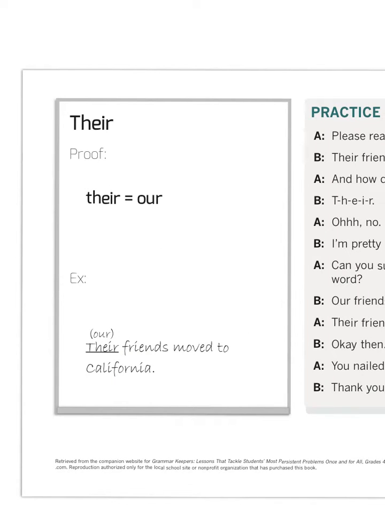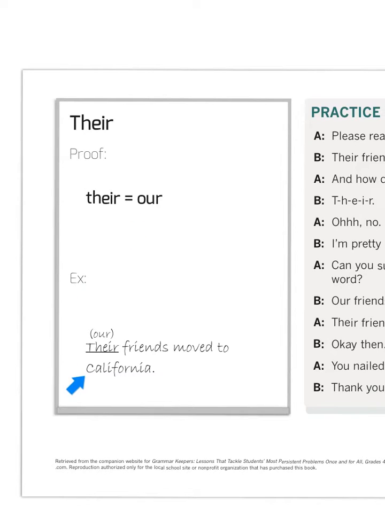Okay, so what we want to ask ourselves is, what is this word T-H-E-I-R? What is the proof for this word? How do I know that I'm using it correctly? We've already discussed in previous lessons that our proof is a word that we can insert instead of the original word. If it makes sense, then we know that it's the correct word. Let's look at how that works. T-H-E-I-R, the proof for that is our, O-U-R.